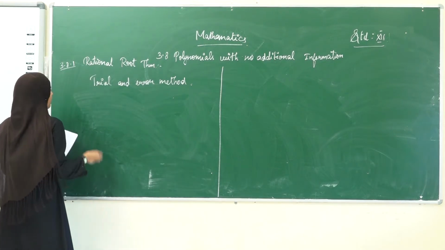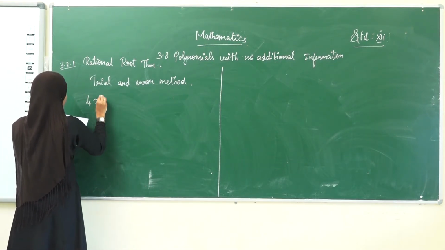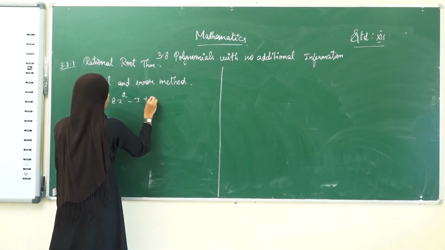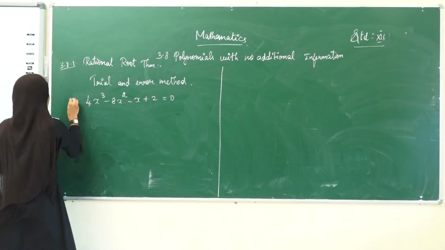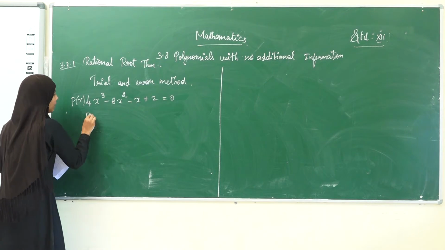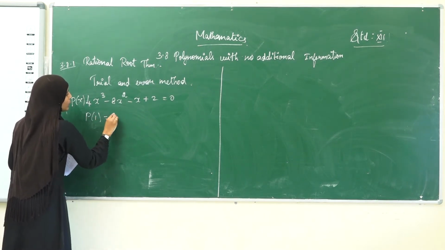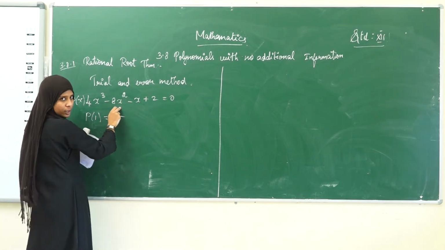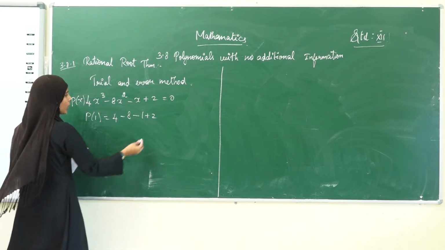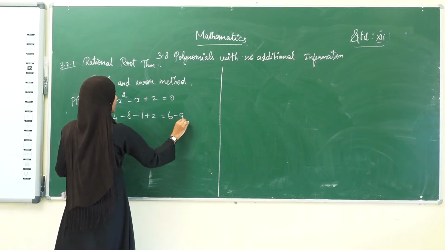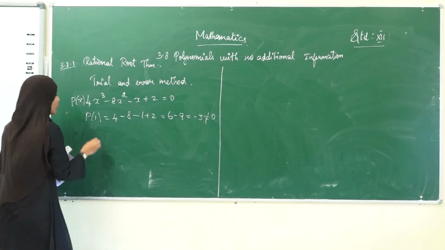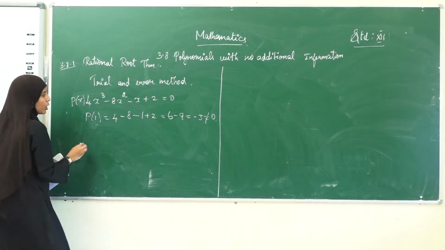For example, consider this equation 4x cube minus 8x square minus x plus 2 equal to 0. Let this be p of x. Now, we are going to substitute 1 in this equation. 4 into 1 is 4, minus 8 into 1 square is 8, minus 1 plus 2. What is the answer we get? 6 minus 9, which is equal to minus 3, which is not equal to 0. Therefore, 1 is not the root of this given polynomial equation.